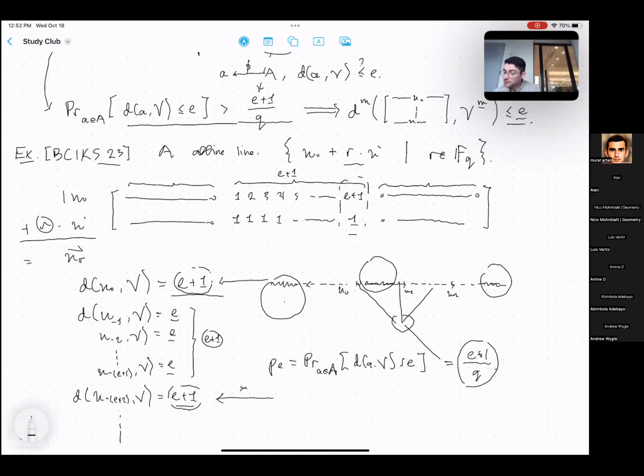So basically it says the only way that I can increase this beyond E plus 1 is by essentially knocking out an entire column and just reducing the size of this block to E instead of E plus 1.